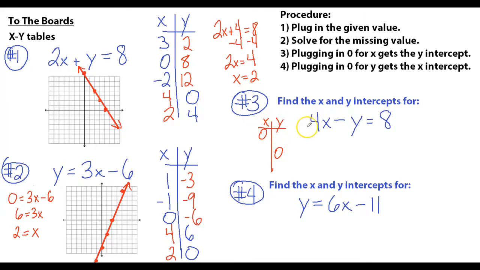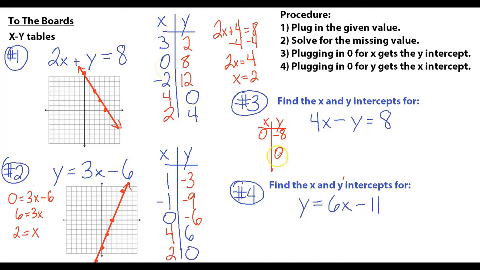When I plug 0 in for x, I get 4 times 0 minus y equals 8. 4 times 0 is just 0, so I'm left with -y equals 8. I divide by -1 to get y equals -8. So my y-intercept is at 0, -8.